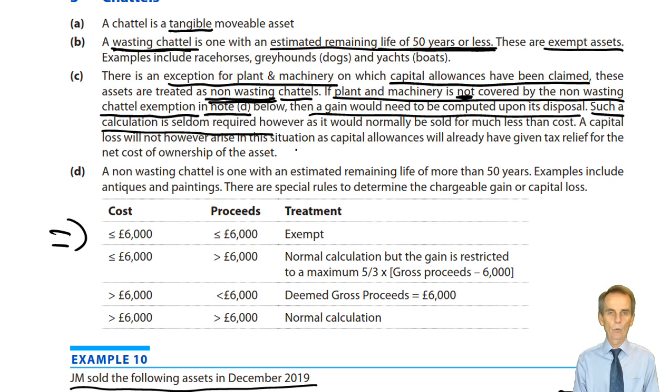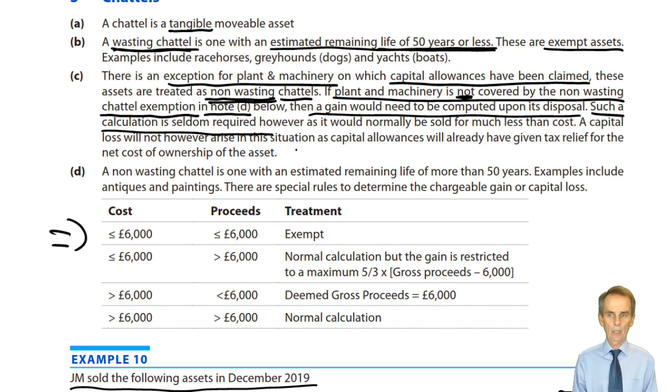So if you had a situation where there was an item of plant and machinery that was bought for £100,000 and sold for £140,000, then it has been sold for more than cost, and therefore the chattel exemption doesn't apply because it's well more than £6,000. You'd have a £40,000 gain. So that gain would be chargeable. But it's not likely to happen, is it?